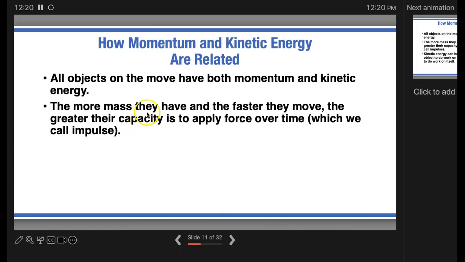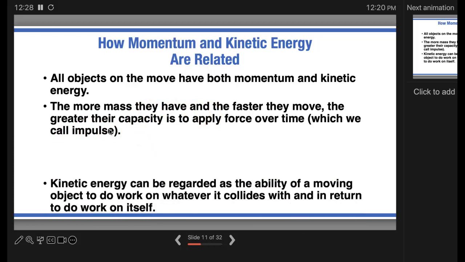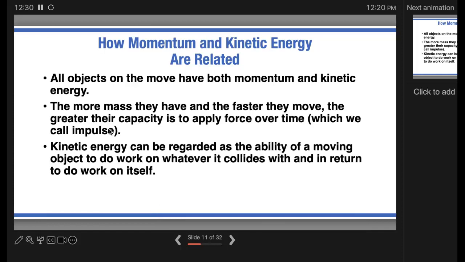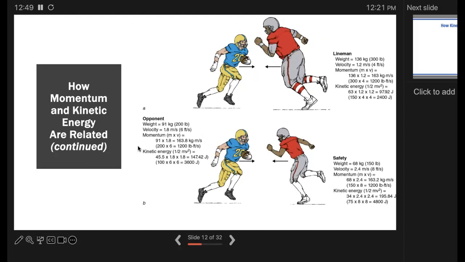So the more mass they have, the faster they move, and the greater their capacity to apply force over that amount of time. So then we call that impulse, which is what you're throwing the ball with or throwing the javelin with. Kinetic energy can be regarded as the ability of a moving object to do work. Whatever it collides with in return will do work itself. So if I throw a ball against a wall, which we do a fair amount in the gym, it may or may not return to me depending on how much work comes back to it.